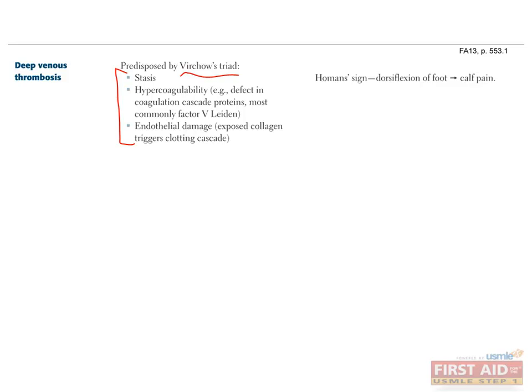Homan's sign is tenderness of the calf muscle with passive stretch such as dorsiflexion of the foot and can be an indication of DVT. However, Homan's sign is usually not very sensitive or specific, so you usually try to make the diagnosis with duplex ultrasound of the extremity in question.